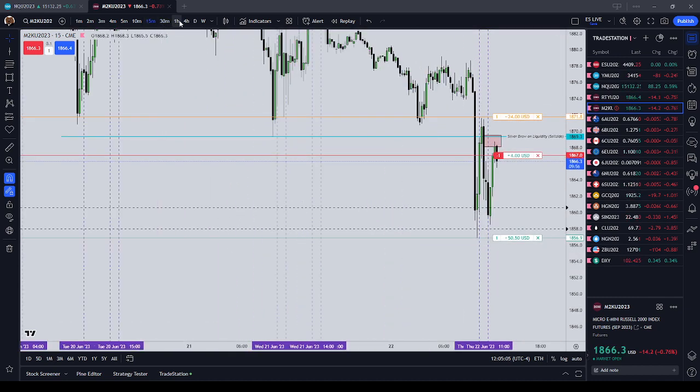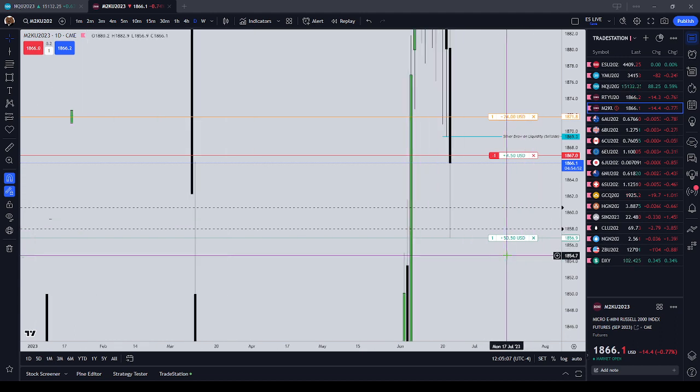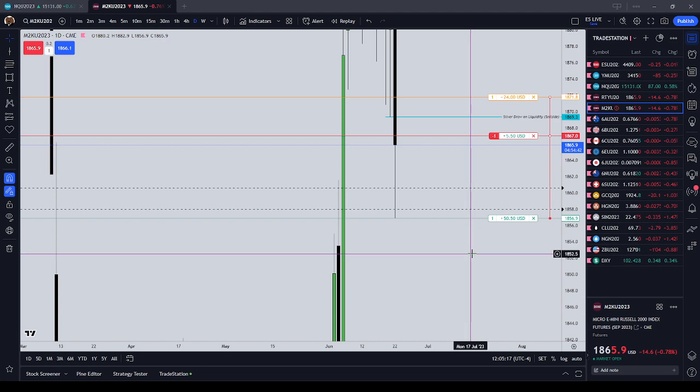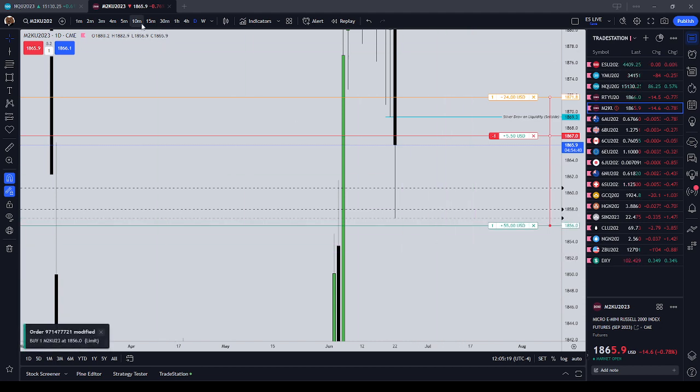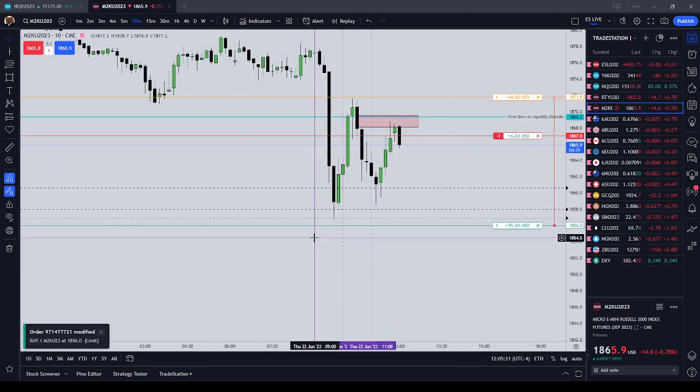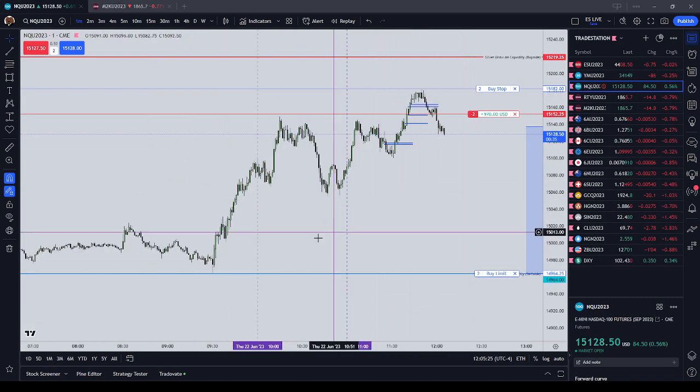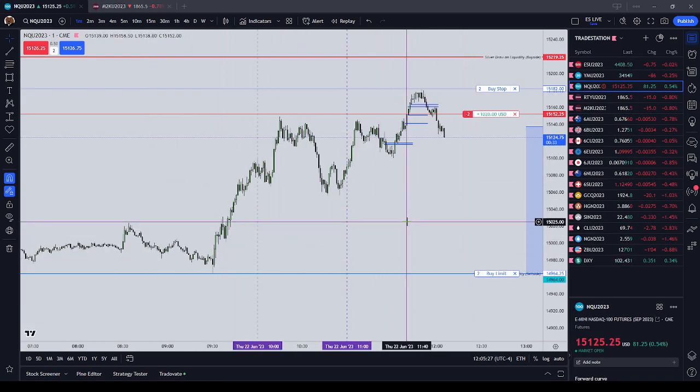I don't think we're sweeping it either. I think we're running it. So, I'm going to put it just down, we'll do this. I'm happy with that. We're going to run the New York AM session low. NASDAQ's going to run the New York AM session low as well.